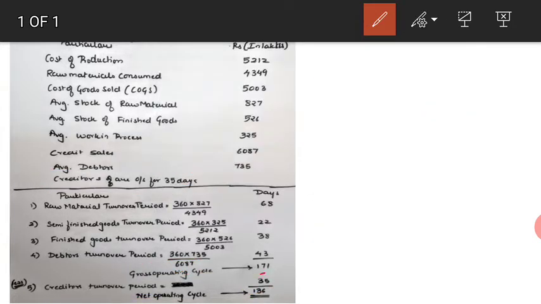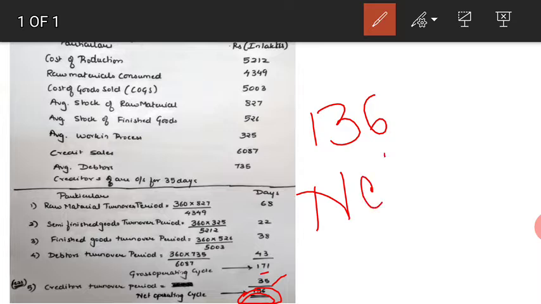So we have the gross operating cycle, which is 171 minus creditors turnover period, that is 35 days, gives us 136 days. Now what is this 136 days? 136 days represents the net operating cycle, or also called as cash cycle or cash conversion cycle.